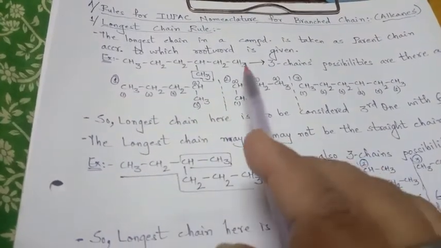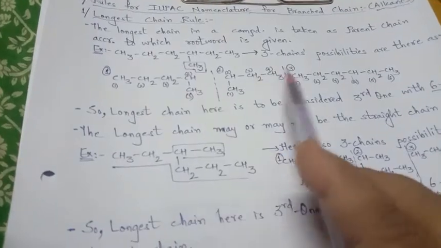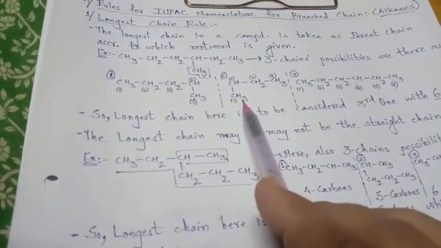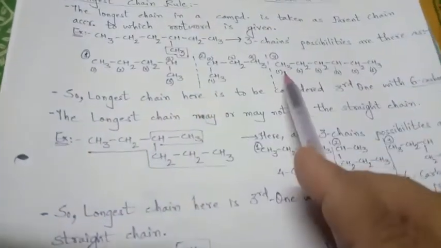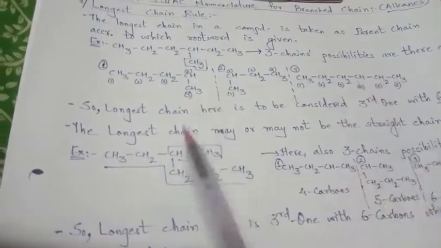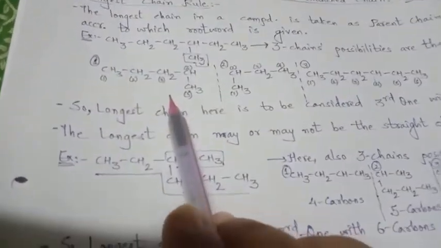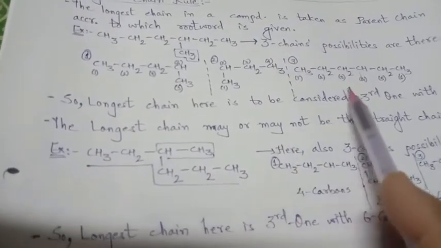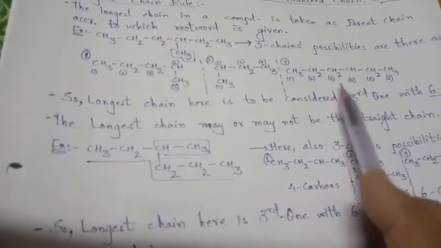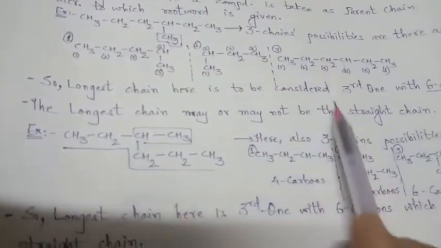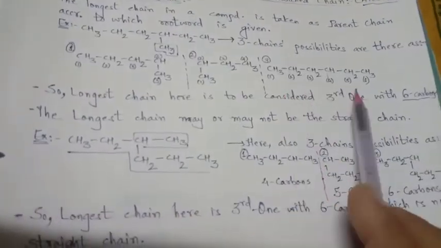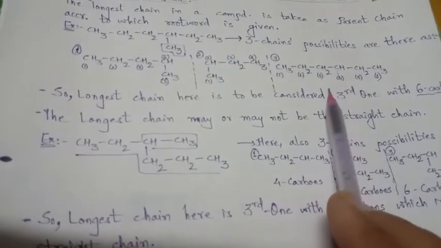Okay, let us see from this side: 1, 2, 3, 4. And let us see this side: 1, 2, 3, 4, 5, 6. So this has 5 carbons continuous, 4 carbons continuous, and 6 carbons continuous. So this is the third chain. 1, 2, 3 possibilities are there, but the longest is the 6 carbon chain, so we will consider the third one.